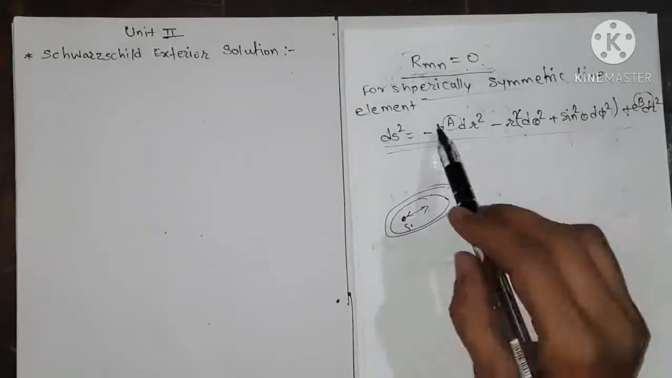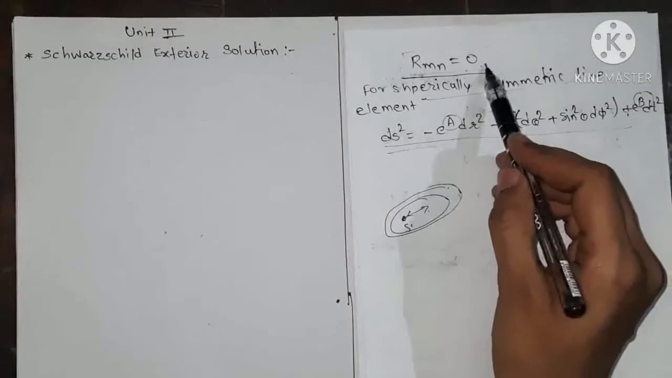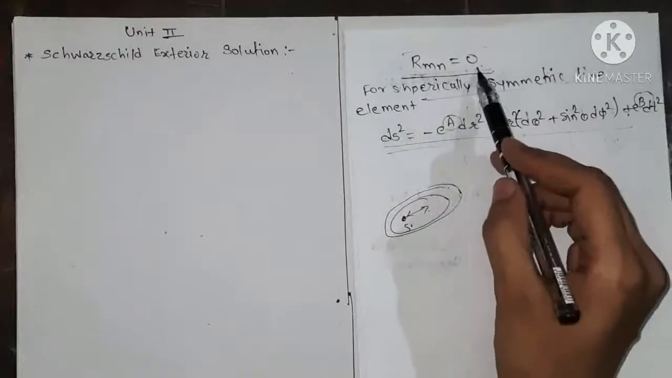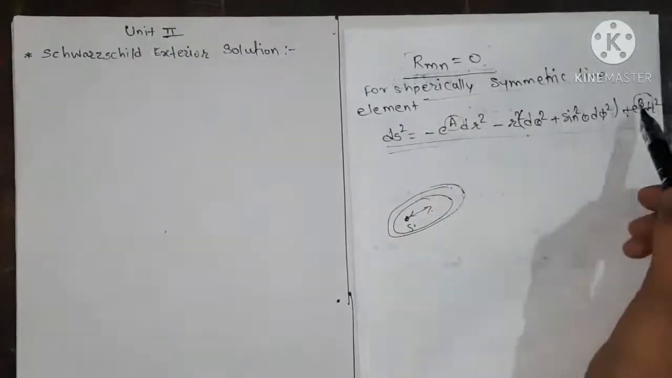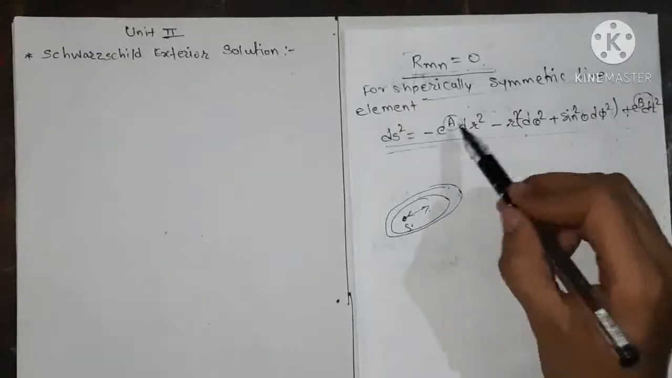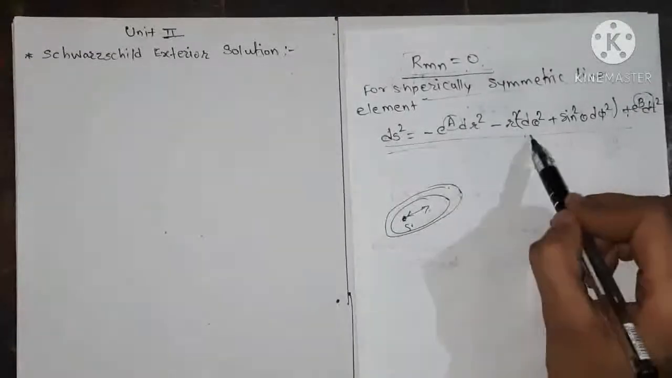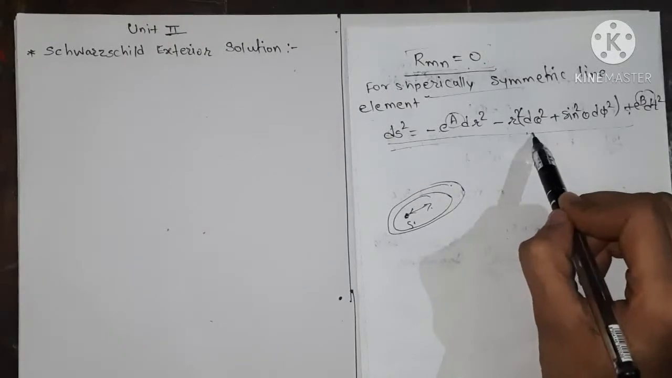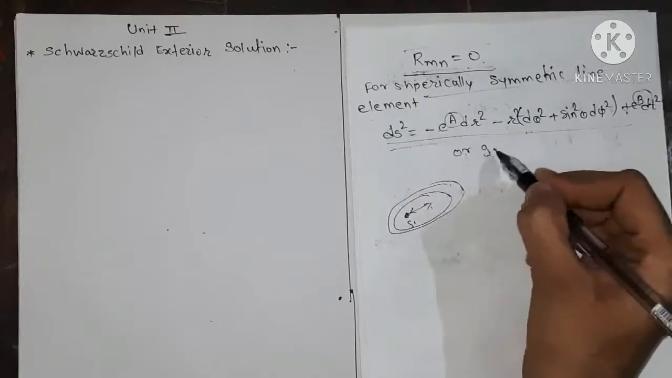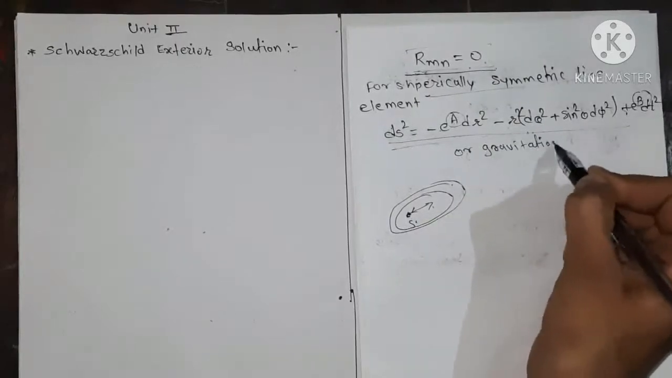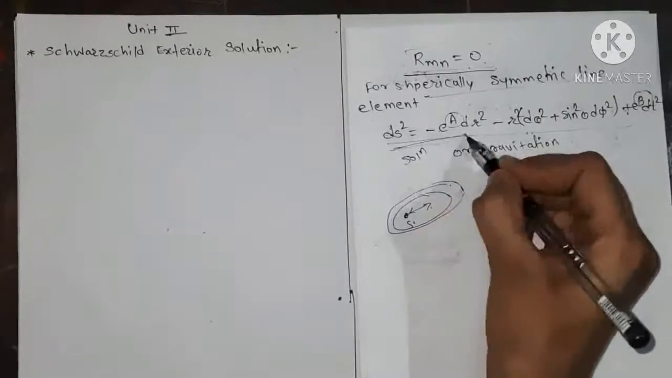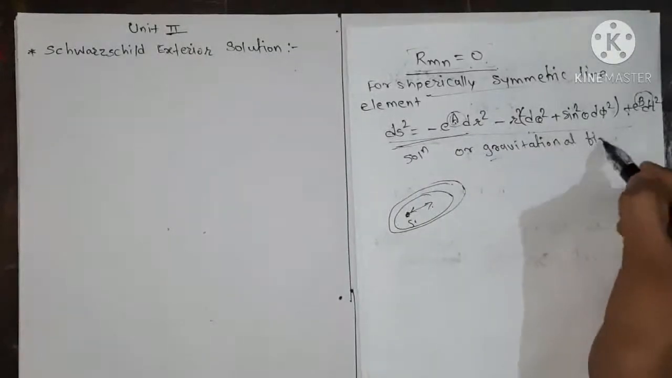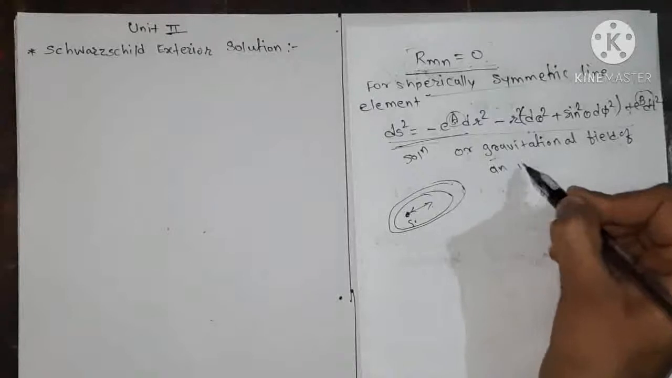So using this, we take R_mn equals to 0 and we solve all the equations R_mn equals to 0 to find the values of A and B. By finding the values of A and B and substituting in this line element, we get the field which is the Schwarzschild exterior solution, or gravitational field. That is, the solution of this line element after finding the values of A and B gives the gravitational field of an isolated particle.